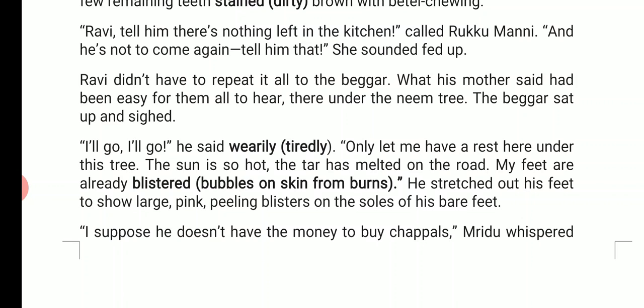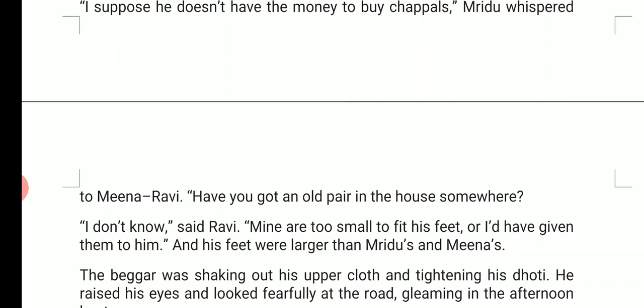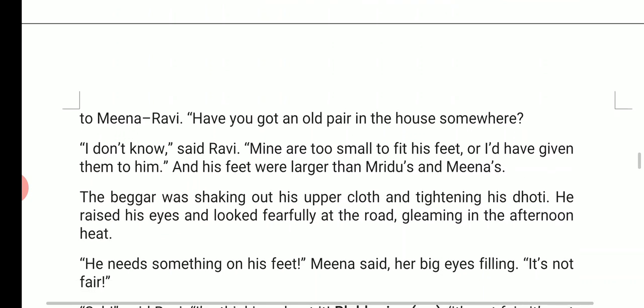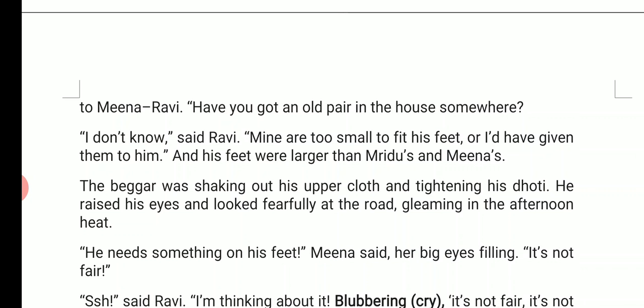I suppose he doesn't have the money to buy chappals, Mridu whispered. Now Mridu is thinking that the beggar does not have enough money to purchase chappals. That's why he is having blisters on his feet. And she told this to Meena and Ravi. Have you got an old pair in the house somewhere? Now she is asking whether you people have an old pair of chappals in your house, so that we can give them to the beggar.